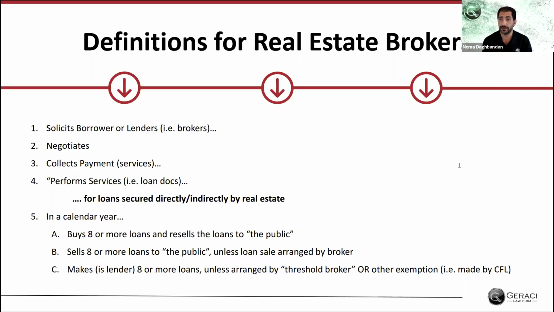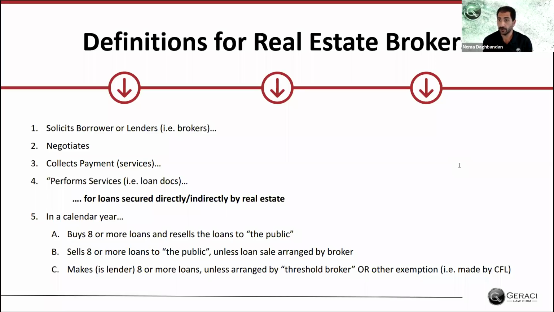So let's do a little bit of a dive into some of the definitions you have here for what is considered a real estate broker in California. So these activities: soliciting borrowers, soliciting lenders, negotiating, collecting payments for, or servicing, performing services, just a broad category of performing services for any loan secured directly or indirectly by real estate. If you're doing any of those activities and it's related to a loan that's secured directly or indirectly by real estate, you are considered a real estate broker in California.